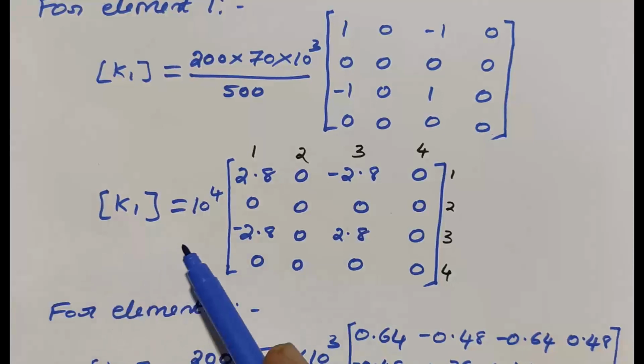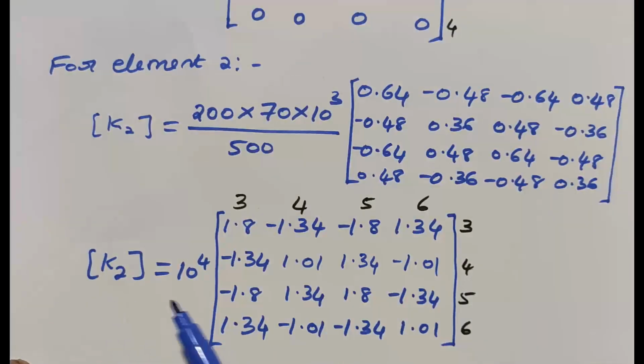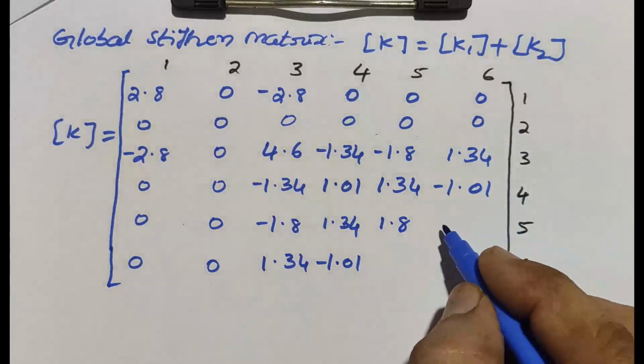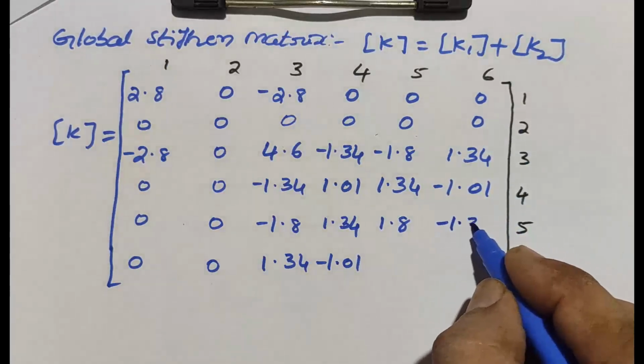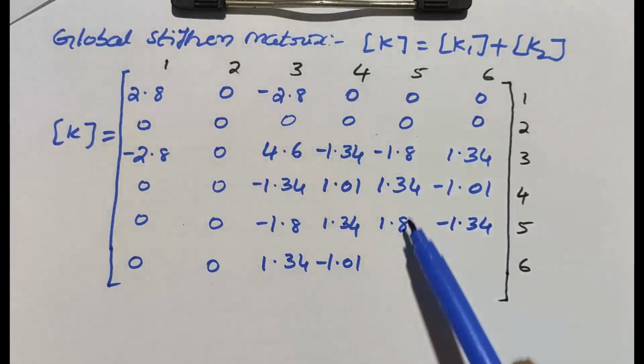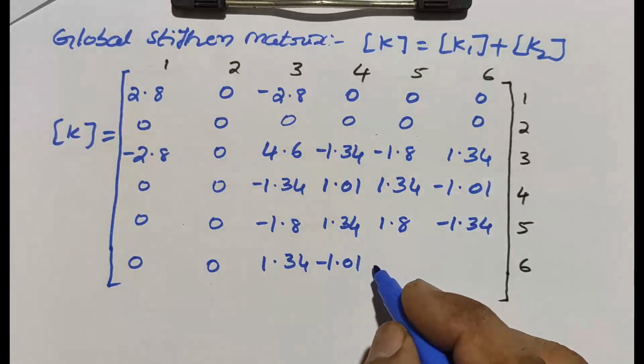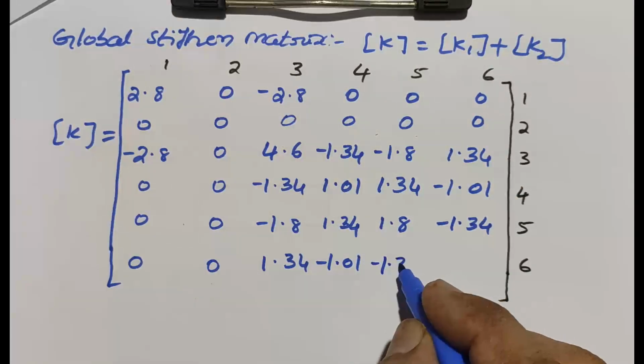Next, we need element corresponding to 6 and 5. See, K1, here we don't have any element corresponding to 6 and 5. But in K2, the element corresponding to 6 and 5 is minus 1.34. So, here you will get minus 1.34. Next, we need element corresponding to 5 and 6. That is, due to symmetry, you can write it as minus 1.34.